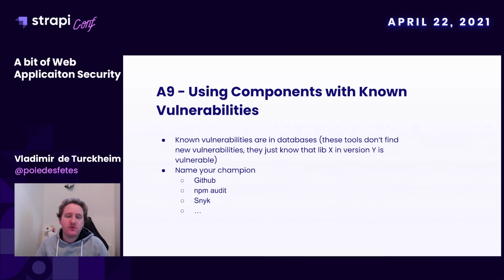Using components with known vulnerabilities. You've got companies that have databases of packages and vulnerabilities. They don't find vulnerabilities themselves when you run Snyk or npm audit or the GitHub security bot. They just have a database saying this dependency in this version is vulnerable, and they just use that. Name your champion: GitHub, npm audit, Snyk. Use the one you want, but you must use one of them. You have to.